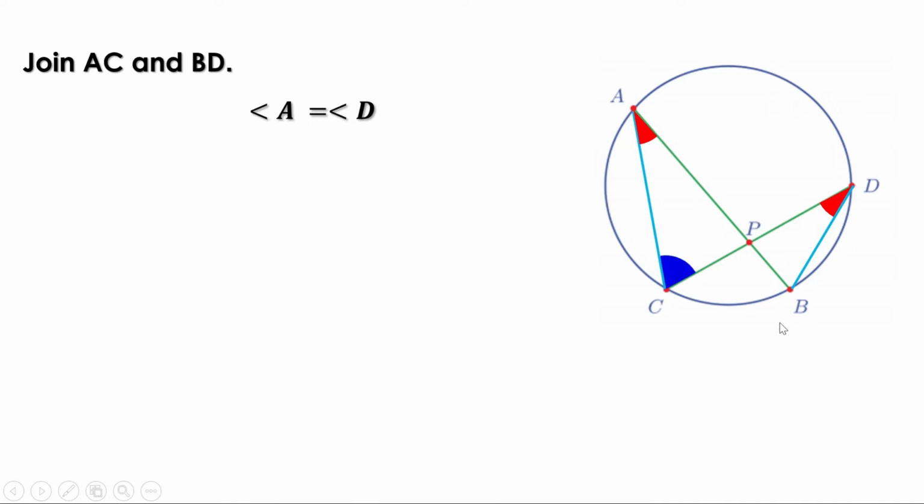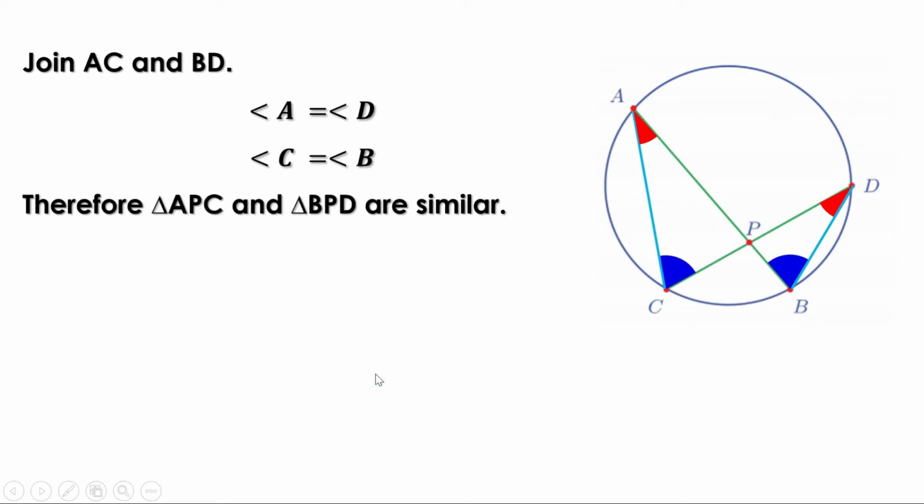In the same way, these two angles are also equal. Angle C equal to angle B. They are angles made by arc AD on its alternate arc. So, they are also equal. That means these two triangles are similar. That is, triangle ACP and triangle BDP are similar.